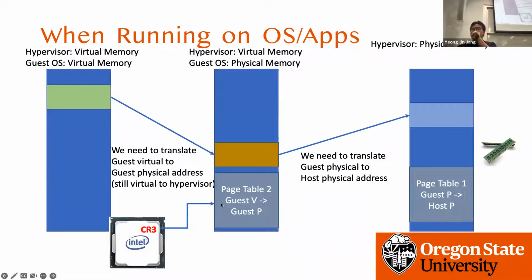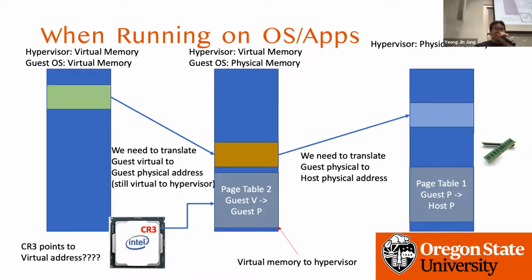So that makes sense. But the problem is, and let me ask you one question. The CR3 register, what kind of address do we need to put there? Virtual address or physical address? It's a physical address, right? And the problem is that this is a virtual address to the hypervisor. This address space is totally virtual addresses. And then CR3 points to the virtual address. Then how can you translate that?